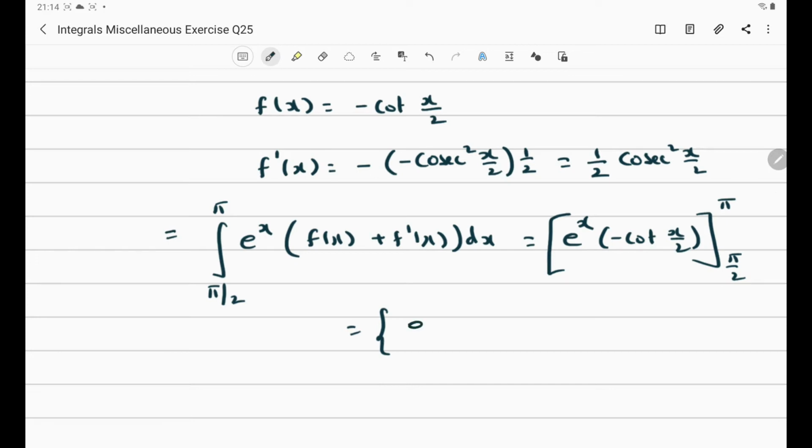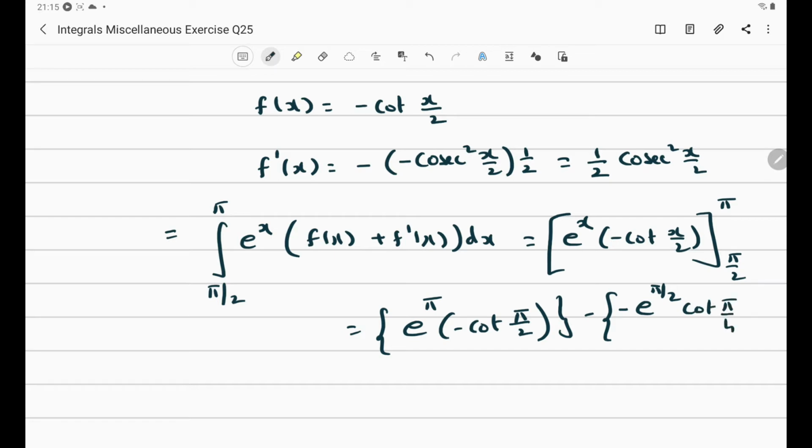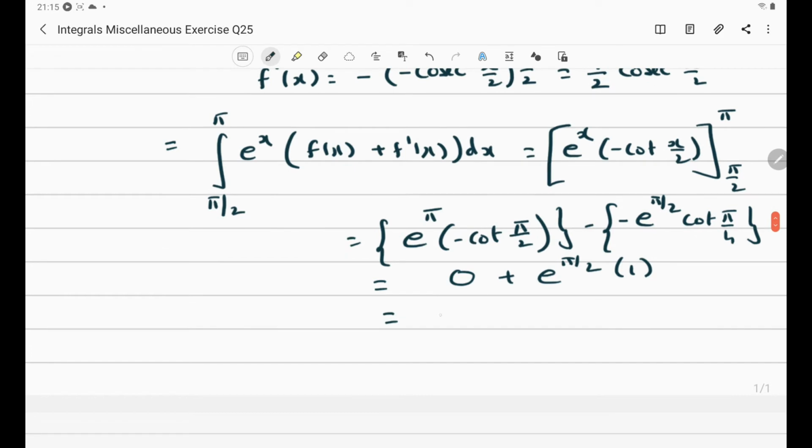So we get e to the power of pi into minus cot pi by 2, minus, substituting the lower limit, minus e to the power of pi by 2 into cot pi by 2 by 2, which is cot pi by 4. So cot pi by 2 is 0, so this is 0, and minus into minus gives plus e to the power of pi by 2 into cot pi by 4, and cot pi by 4 is 1. So we obtain the value as e to the power of pi by 2. So this will be the answer.